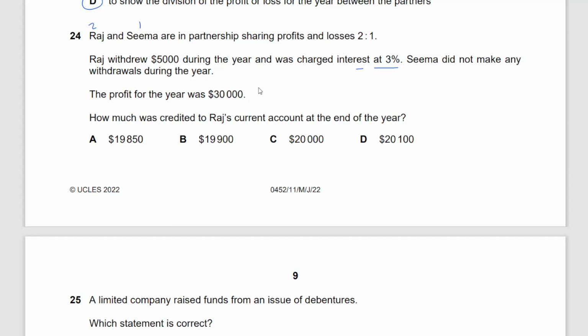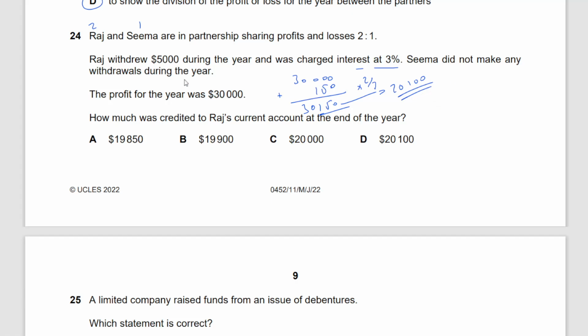All right, so we'll make a mini appropriation account. 30,000 is the profit, and Raj was charged 3%, and you should know that the interest on drawings is added back. 3% of 5,000 is 150. Okay, so this is the distributable profit now, and of course Raj gets 2/3 of that. $20,100. That's what Raj gets from the profit share.